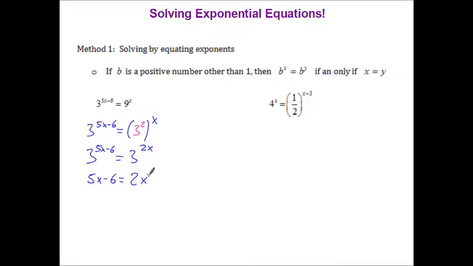Subtract 2x from both sides, we get 3x minus 6 is equal to 0. Add 6, 3x is equal to 6. Divide by 3, and x is equal to 2.